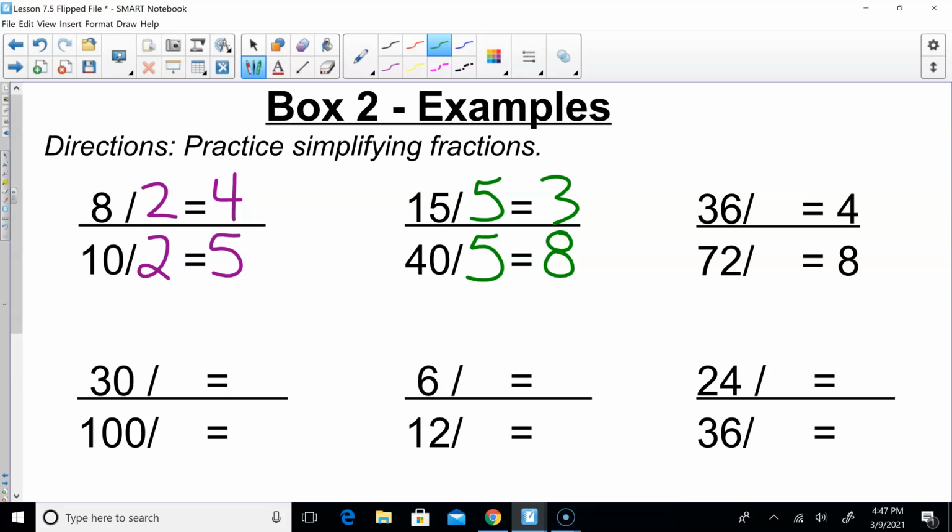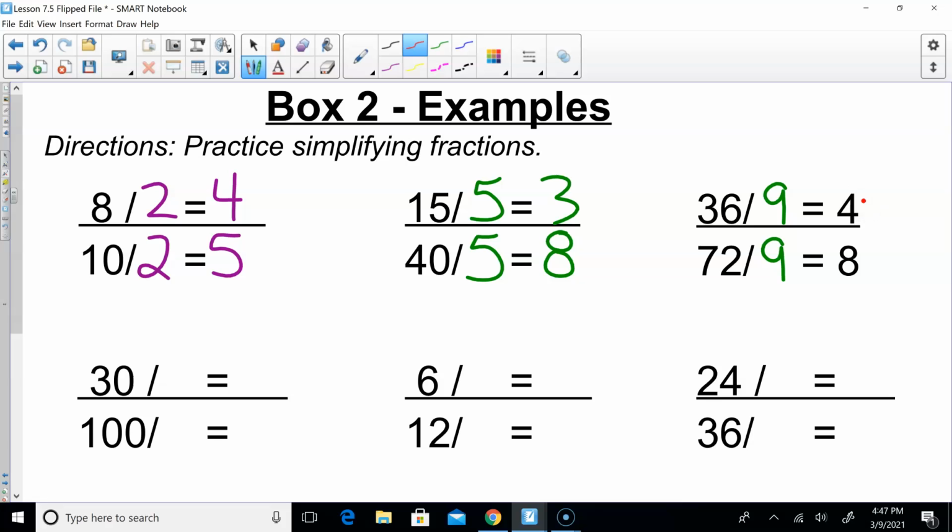We have 36/72. I think this was on the last screen. So I know if I put in 9 here, because that was the same, 36 divided by 9 equals 4. 72 divided by 9 equals 8. But here's what I did talk about. Did I simplify? Yes, I simplified. But is this the simplest form? The answer would be no.